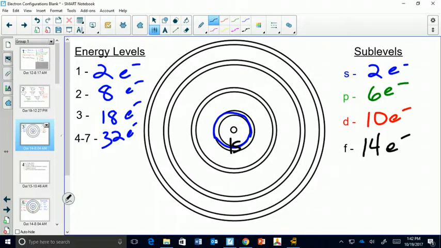For the second energy level, how many electrons does it hold? 8, right? So the energy level 2 is divided into 2 pieces, right? We have the S sublevel, and we have the P sublevel. S holds 2. How many does P hold? 6. 2 plus 6 is 8.